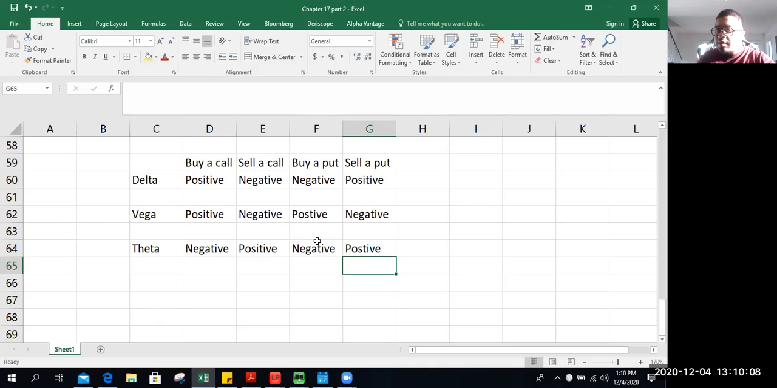Same way, buying a put is not the same as selling a call. Buying a put means, yeah, when market goes down, both of them benefit, but you need to also factor in what's going to happen with vega. If you think that volatility is going to rise, you should probably buy a put. If you think volatility is going to fall, you should probably sell a call, right? And theta, buying puts or buying calls is good for short term because the longer you stay, the more you're going to lose money. Selling a call and selling a put is good for long term because the more you stay in the position, the more money you make.